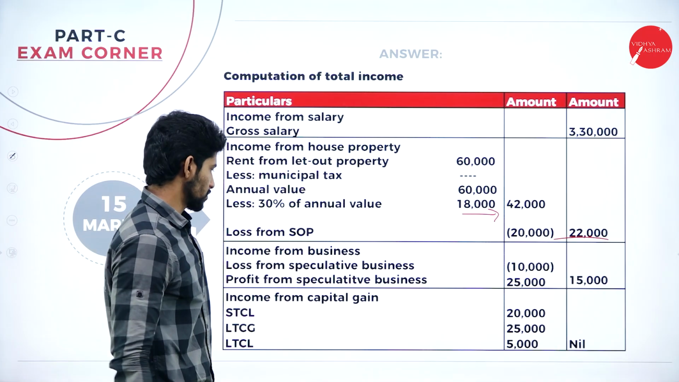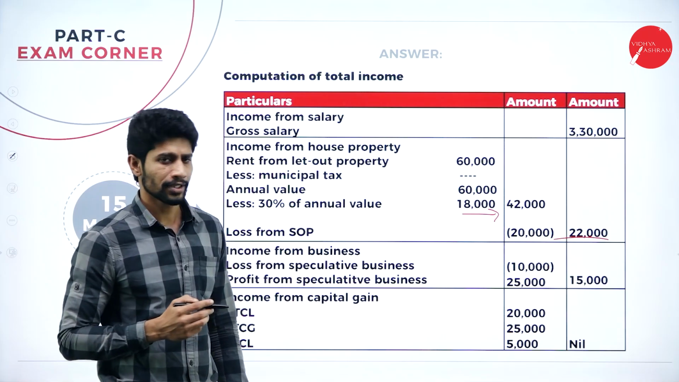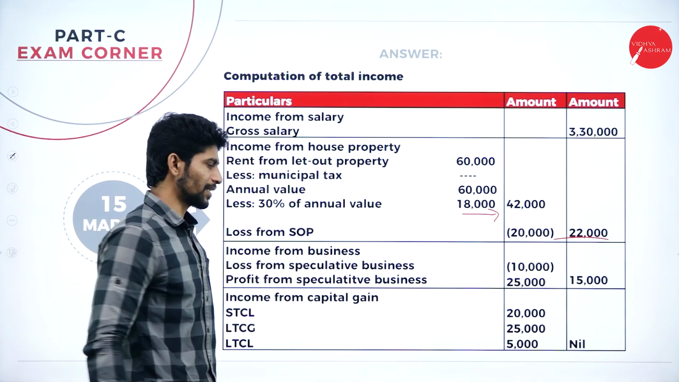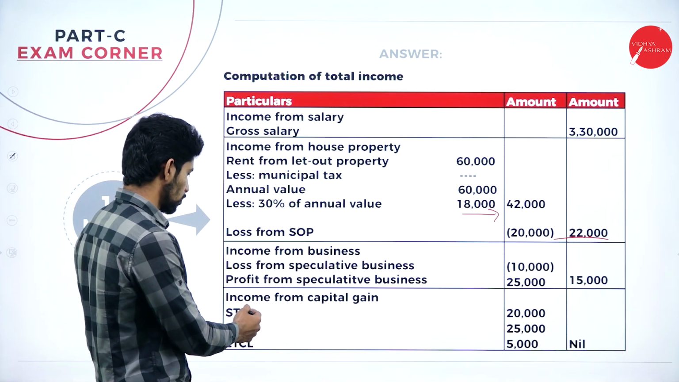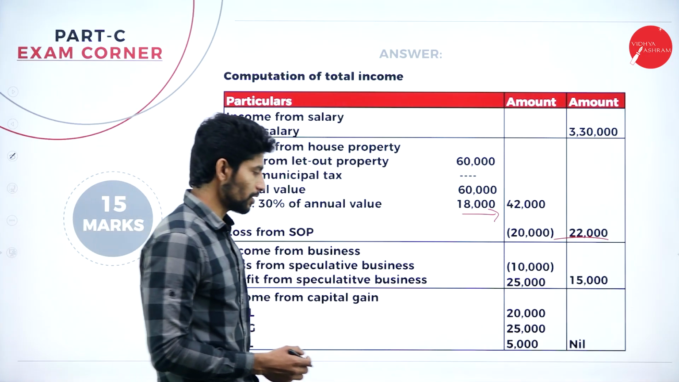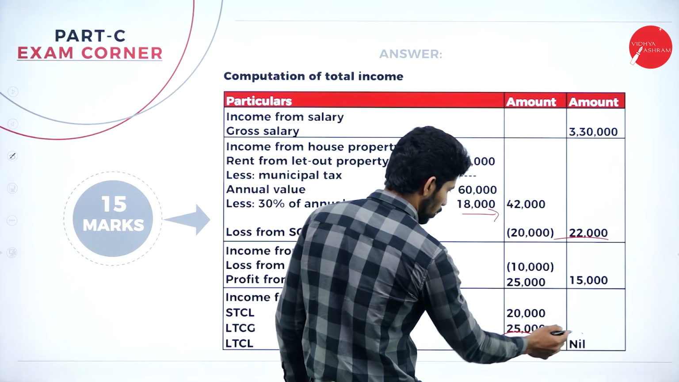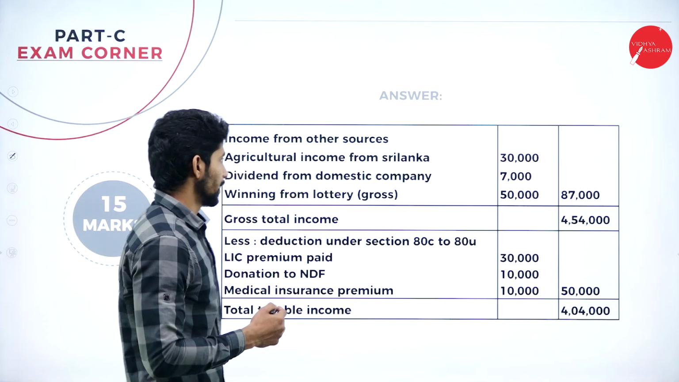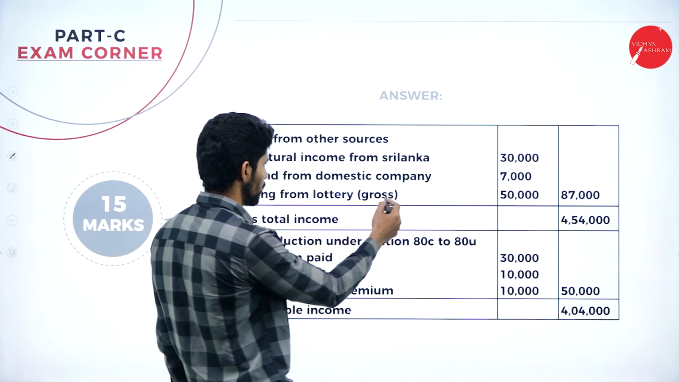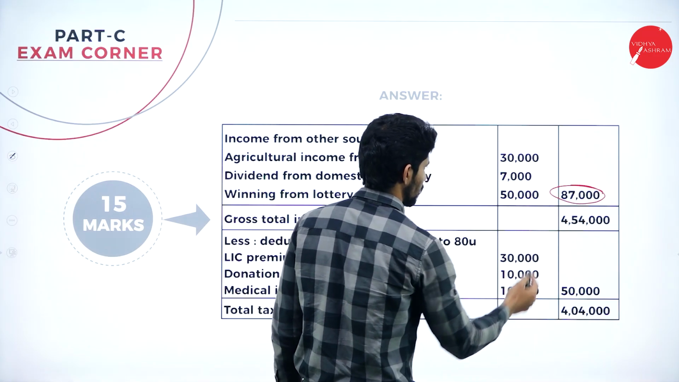Next, income from business. Loss from speculative business 10,000, profit from speculative business 25,000, balance of 15,000, in the outer column. Next, income from capital gain. We have short-term capital loss of 20,000, long-term capital gain of 25,000, long-term capital loss of 5,000. If you set off in the outer column, you will get nil. Next, income from other sources: agriculture income, dividend from domestic company, and winning from lottery. If you total this, you will get 87,000.